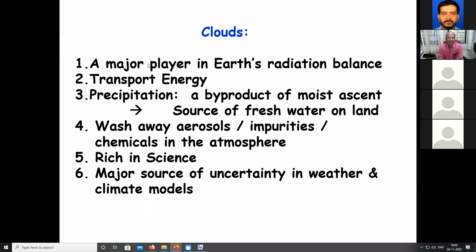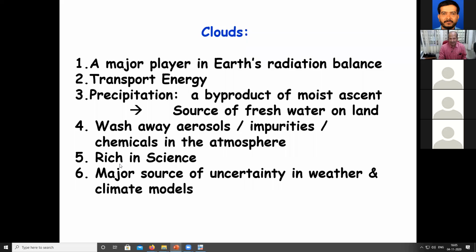So when you look at clouds, they are major players in Earth's radiation balance. They transport energy both horizontally as well as vertically. And precipitation is actually a byproduct of nature's grand heat engine. And it is a source of fresh water on land. So in fact, whenever you talk of monsoon, we talk about water. Nature designed it to transport energy, but in the process, we are getting rain. And they also wash away aerosols, impurities, as well as chemicals which are released in the atmosphere. So they are very important to keep the air clean.